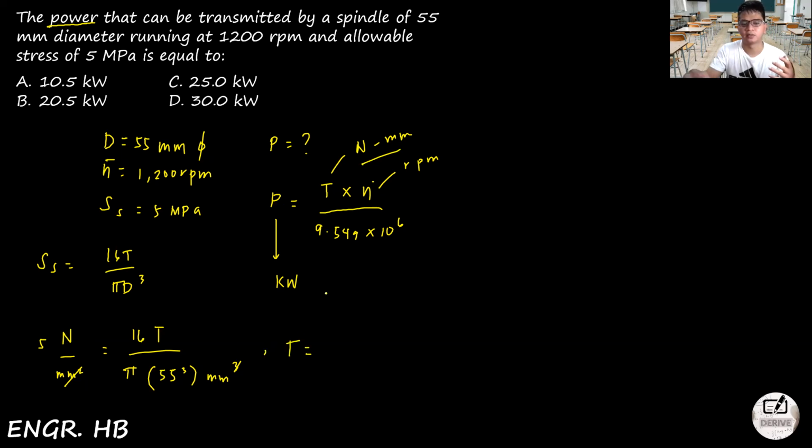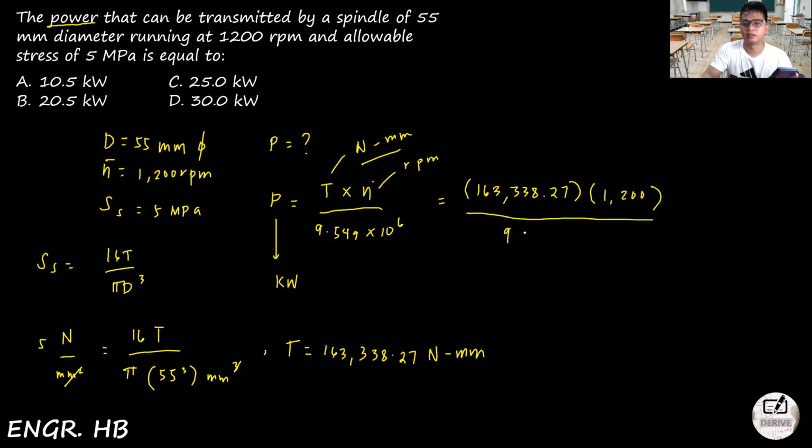Cross multiplying, the torque is 5 times pi times 55 cubed divided by 16, which is 163,338.27 Newton mm. Direct substitution: 163,338.27 Newton mm times 1,200 RPM divided by 9.549 times 10 raised to 6 is equal to 20.526 kilowatts. So this is the answer.